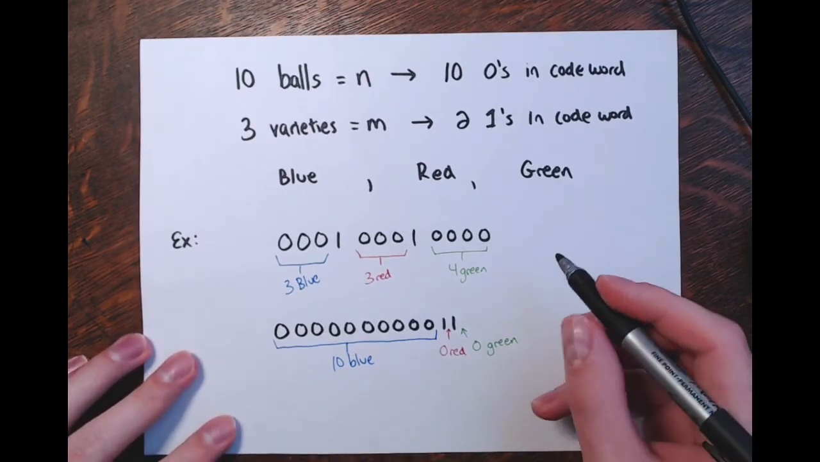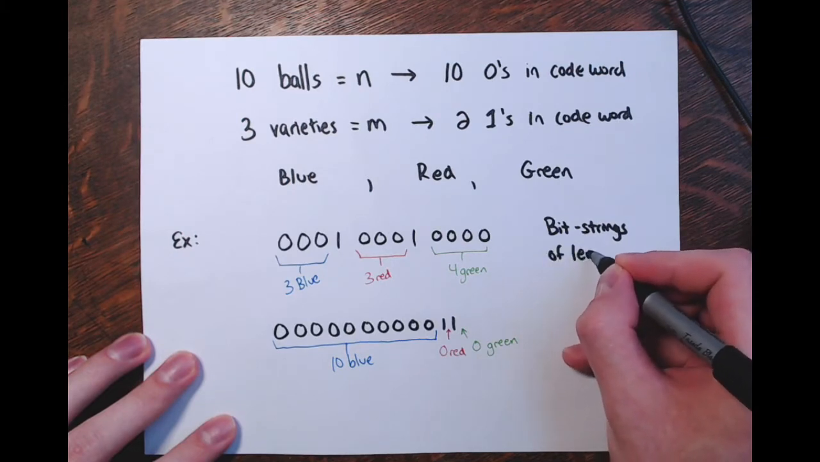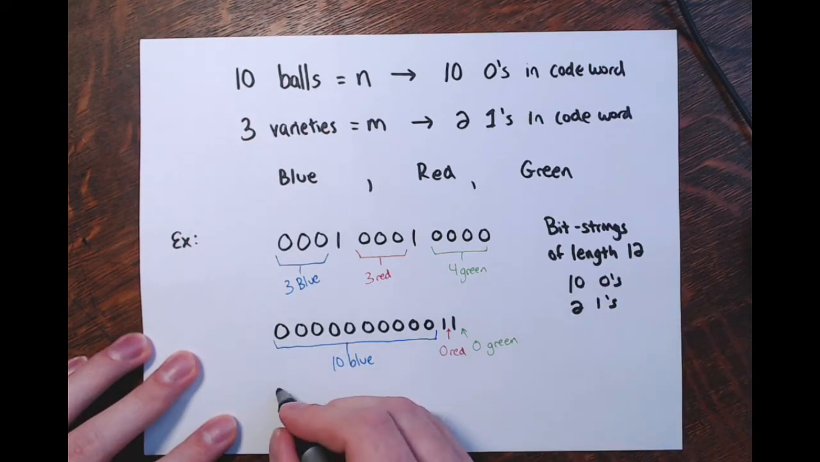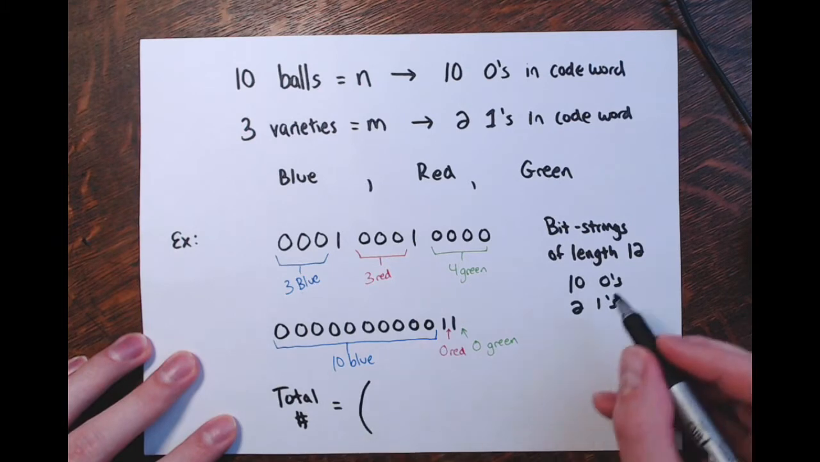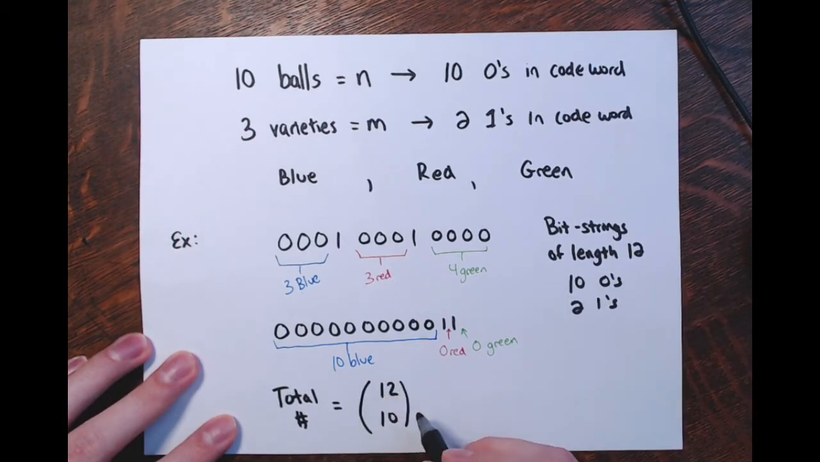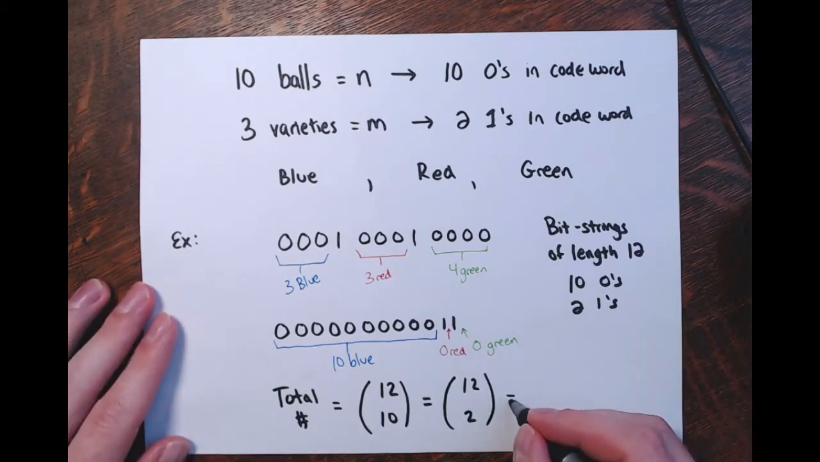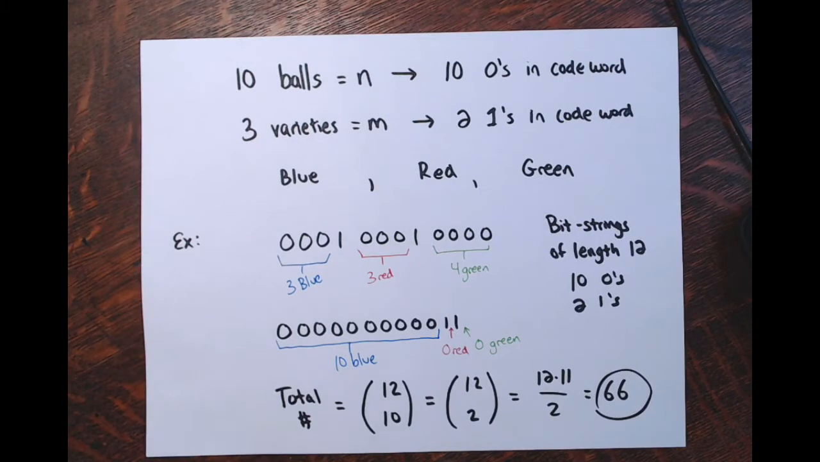So we have these strings of length 12, these code words, these bit strings of length 12 with 10 zeros and 2 ones. So the total number of possible selections I could make would be 12 choose 10, or 12 choose 2, either way. Remember, these are equal. You can either choose where all the zeros go or choose where all the ones go. And this would be 12 times 11 divided by 2. This would be 66. There'd be 66 possible ways I could select 10 balls from these three varieties.